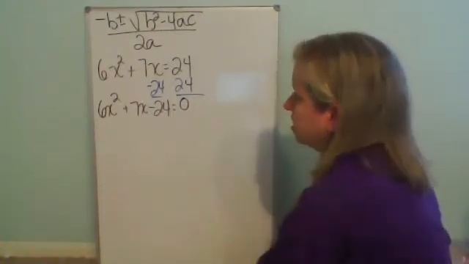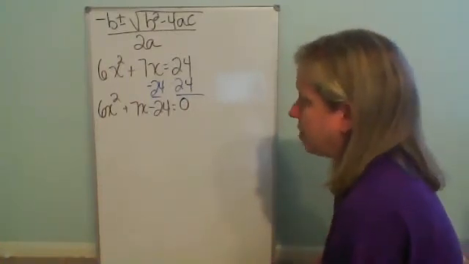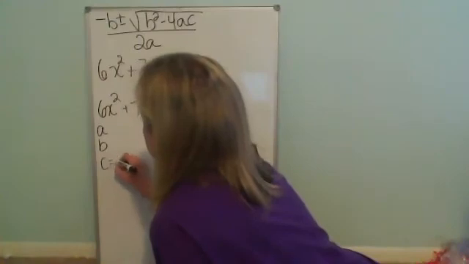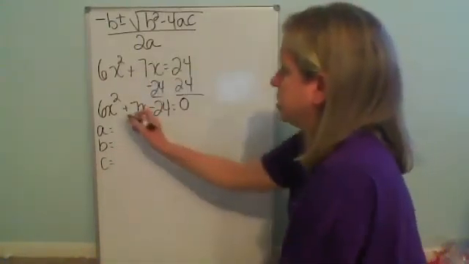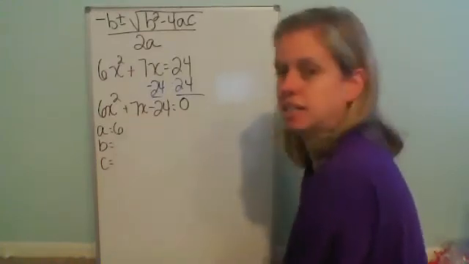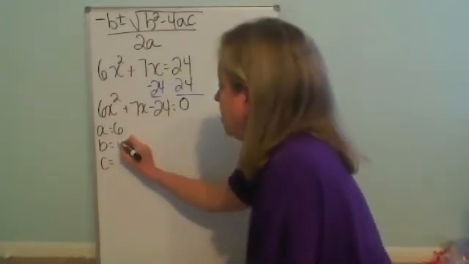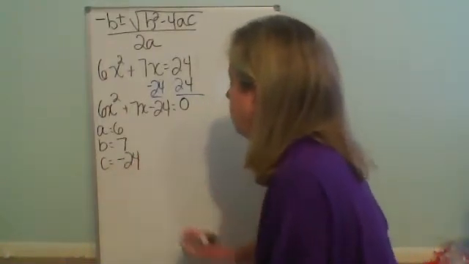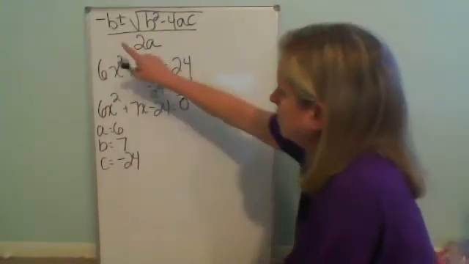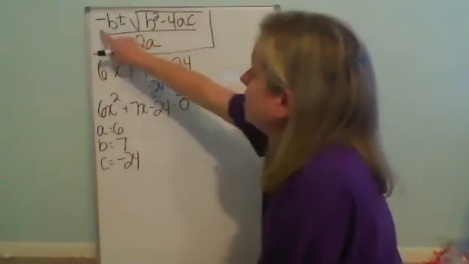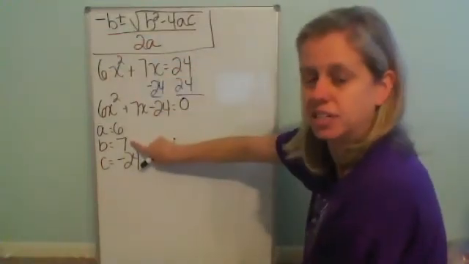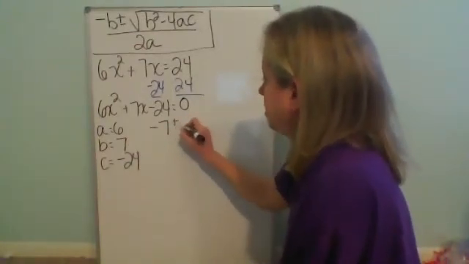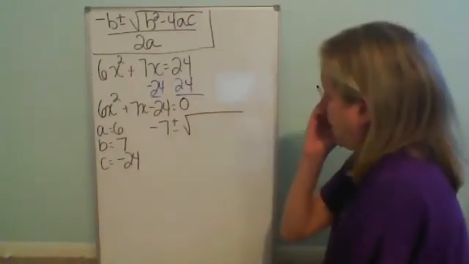So once I have it all to one side set equal to 0, then I choose my A, B, and C. So let's see, A is the number in front of x squared, so it'll be 6. B is the number in front of x, so it'll be 7, and C is your constant, which is negative 24. So let's plug it in. What do you need first? The first thing you need is the opposite of B. So this time, what's the opposite of B? Negative 7. Plus minus. That big long radical.